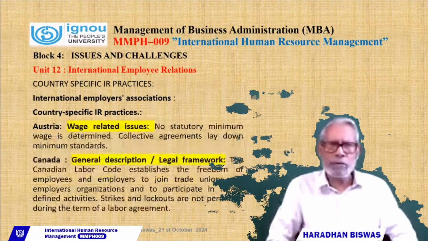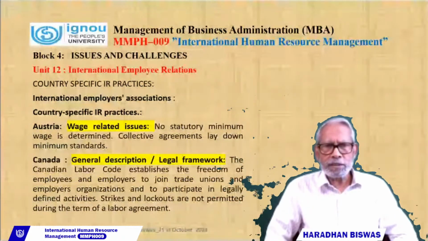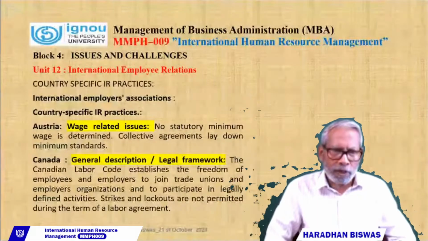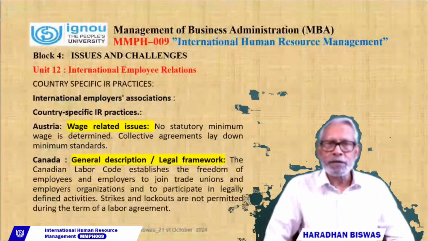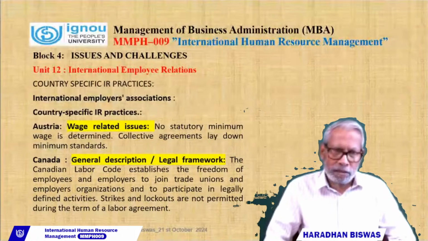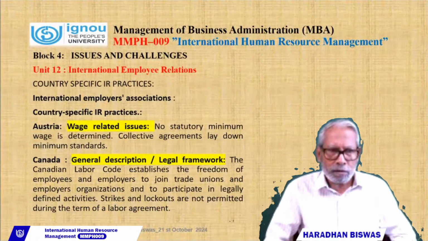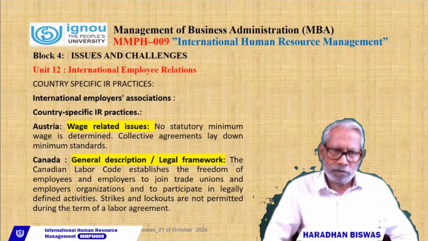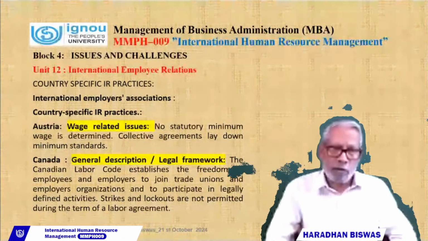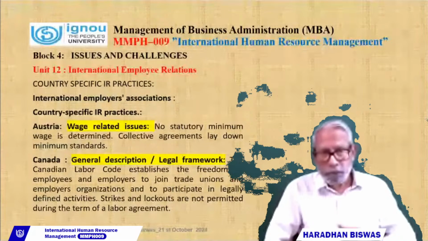You see that the Canadian Labour Code establishes the freedom of the employees and the employer to join trade unions and employers organizations and to participate in legally defined activities. Strikes and lockouts are not permitted during the term of the labor agreement. So here you see the things are there.